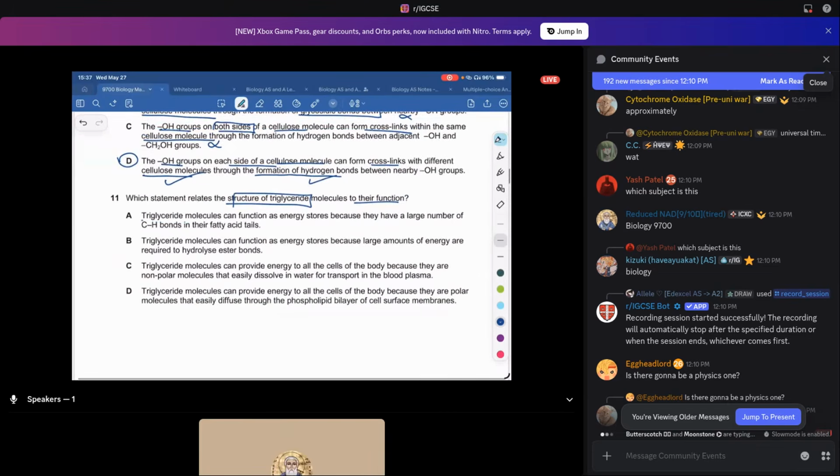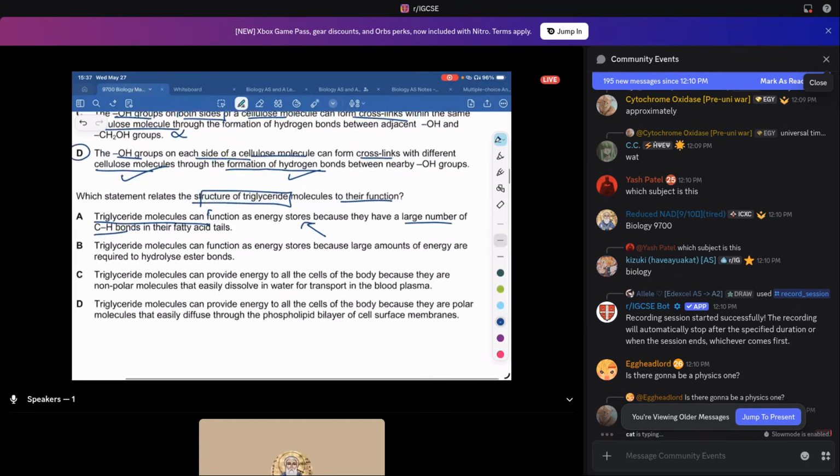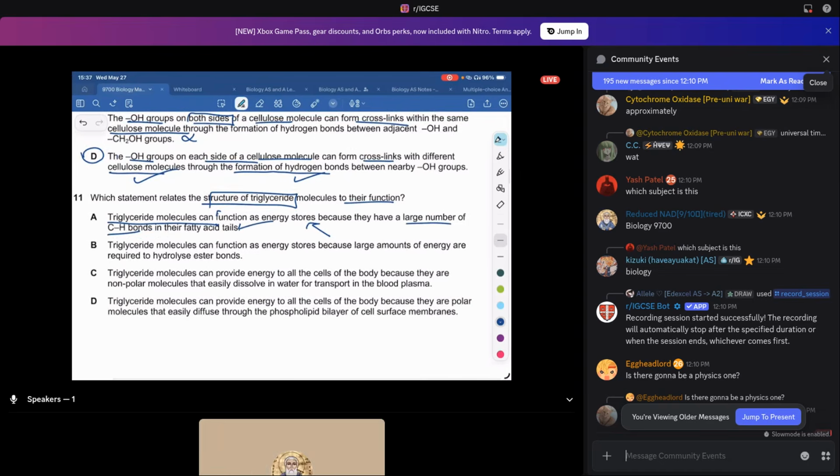Triglyceride molecule to their function. That is correct. We know that one moment until the light goes away.